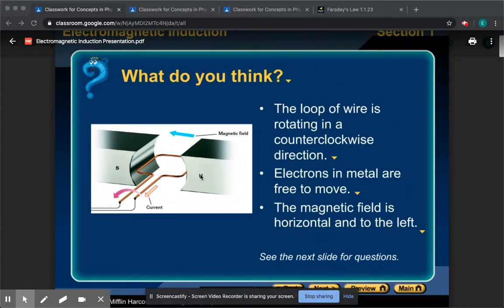So it starts us off with a prompt. Here we have a magnetic field, okay? And in it, you have a loop of wire. The loop is currently rotating counterclockwise, okay? And it's a metal, it's copper wire. In the metal, electrons are free to move. And we also know that the magnetic field is going from right to left, okay? From the right to the left.